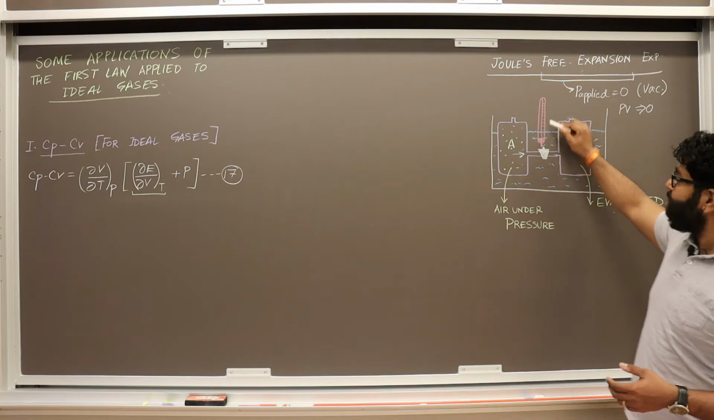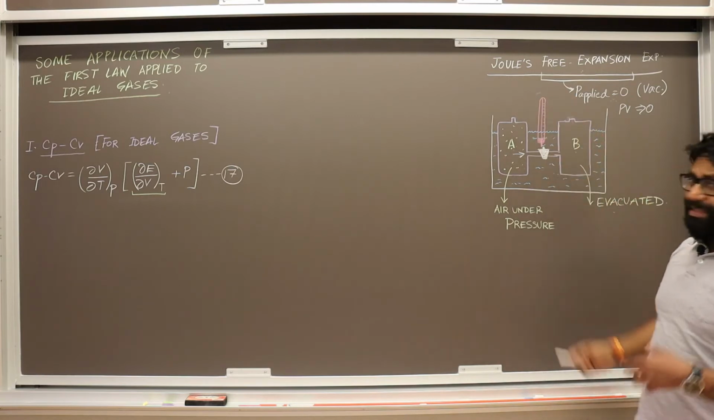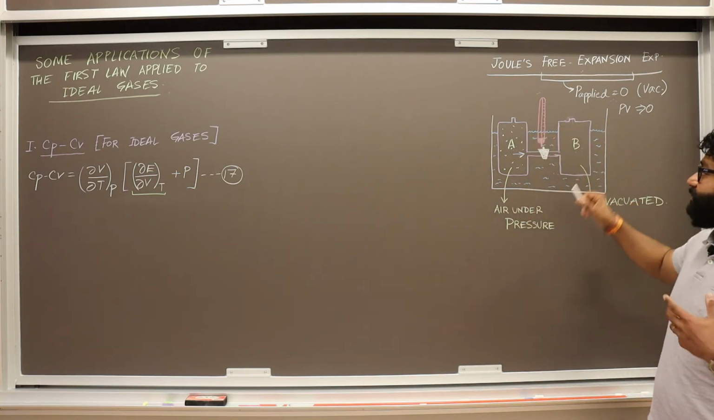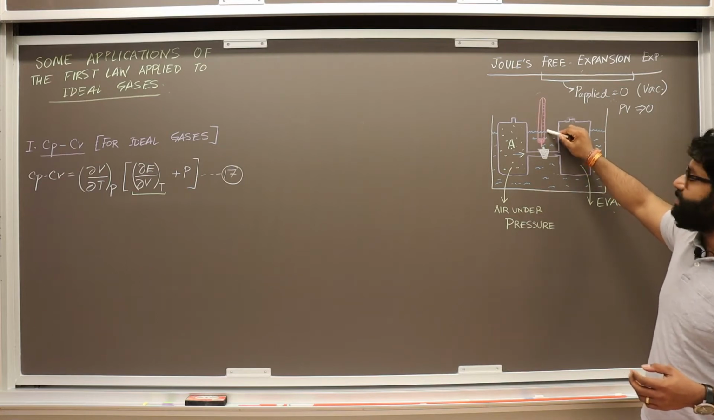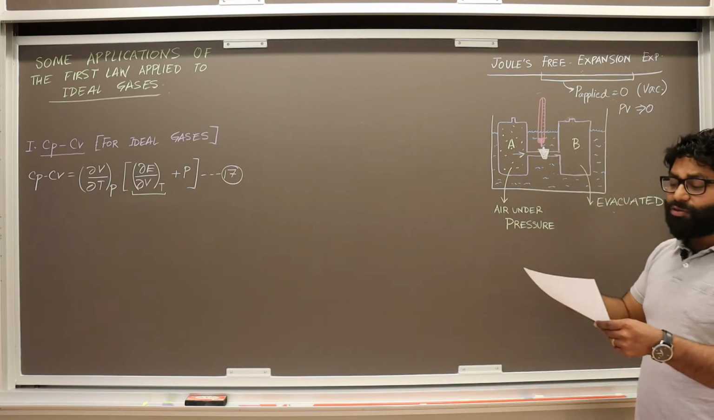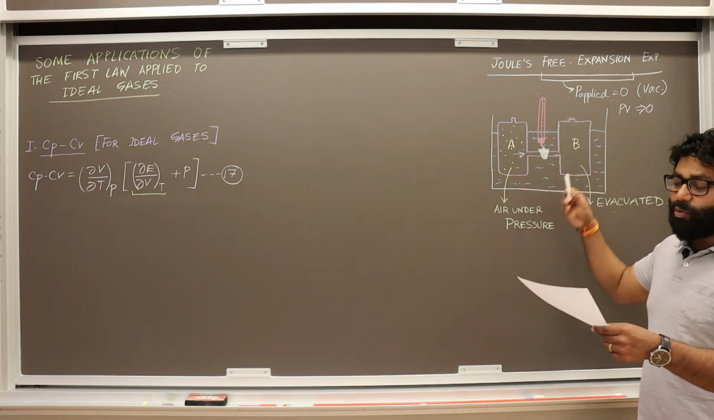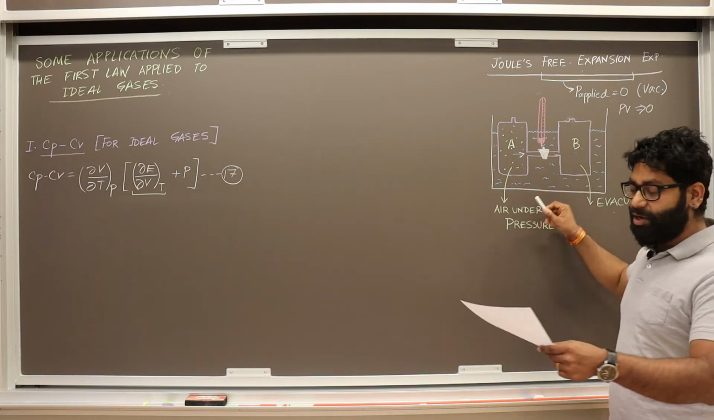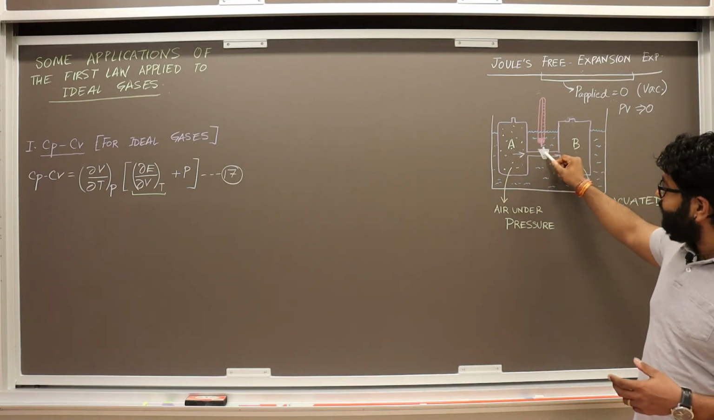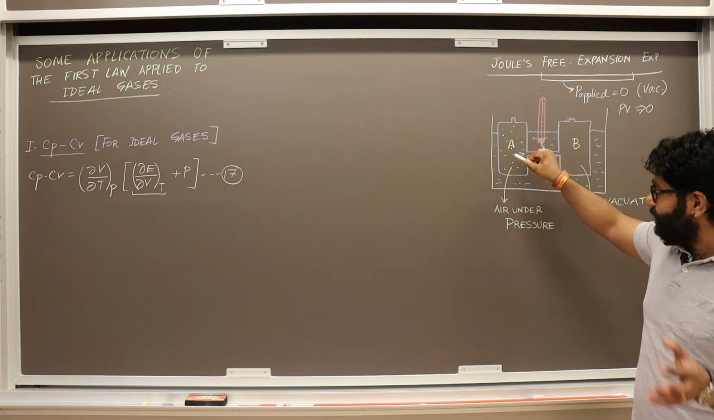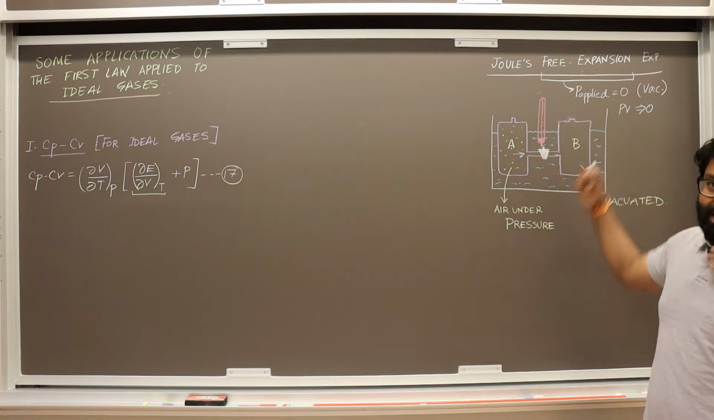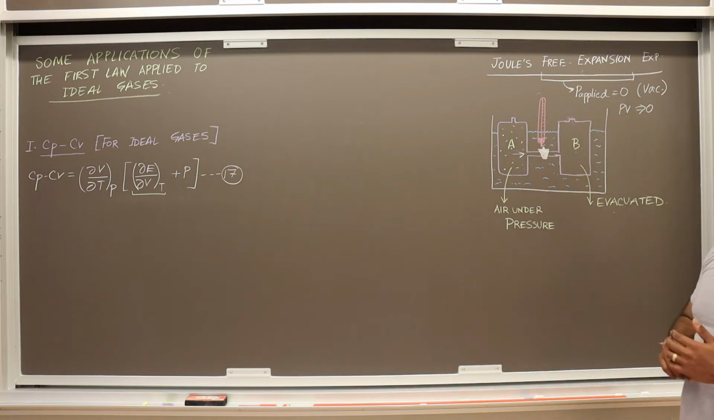Now, if there is a change in temperature in the gas, that means there has been some change in internal energy. But when the experiment was done, it was seen that there is no change in temperature as observed by this thermometer. So it was noted that there was no change of temperature when air is allowed to expand in such a manner that there is no work done. So when there was no work done while this gas was flowing from the pressurized container A to the evacuated container B, there was no change in temperature. This was the Joule's free expansion.